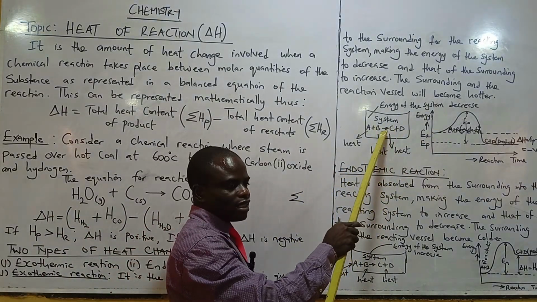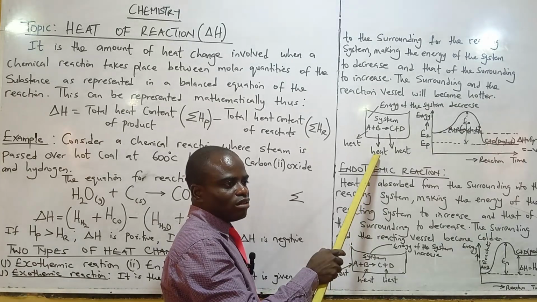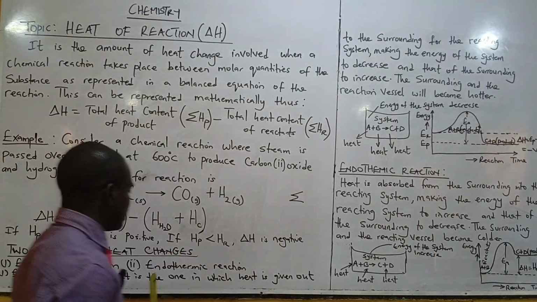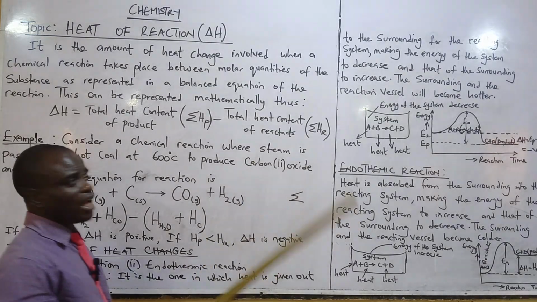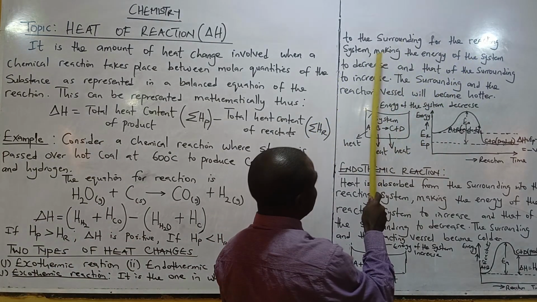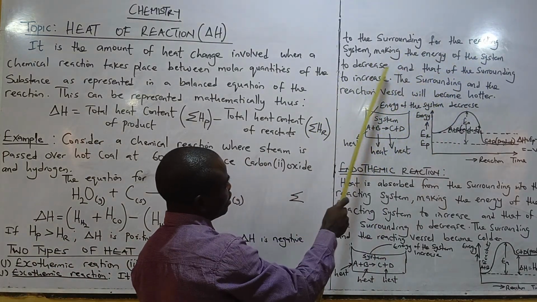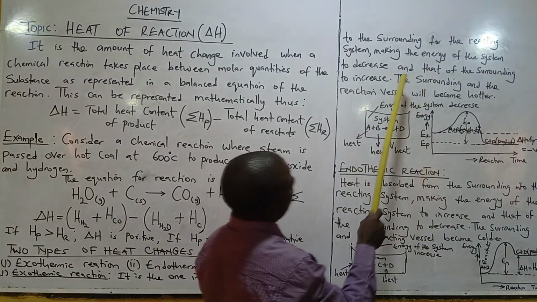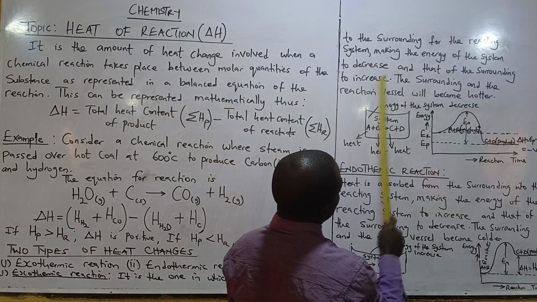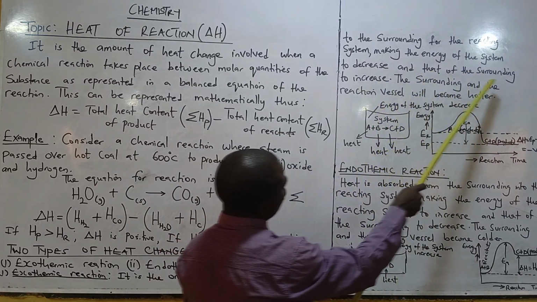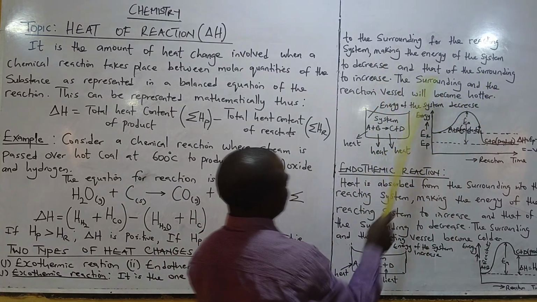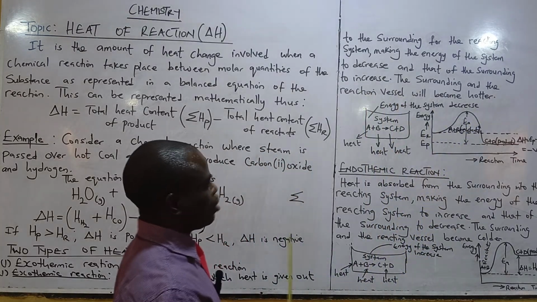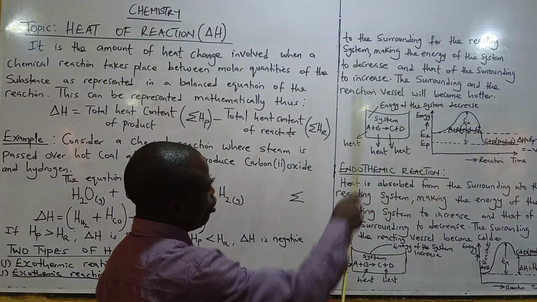Hot water is inside here, and when you now leave it for some time, it becomes cold because it gives out the heat to the surrounding. That's what it's saying: it is the one in which the heat is given out to the surrounding from the reacting system, making the energy of the system decrease. Energy of the system will decrease after it gives out heat, and that of the surrounding will increase. The surrounding and the reaction vessel will become hotter. You can see the surrounding vessel become hotter.